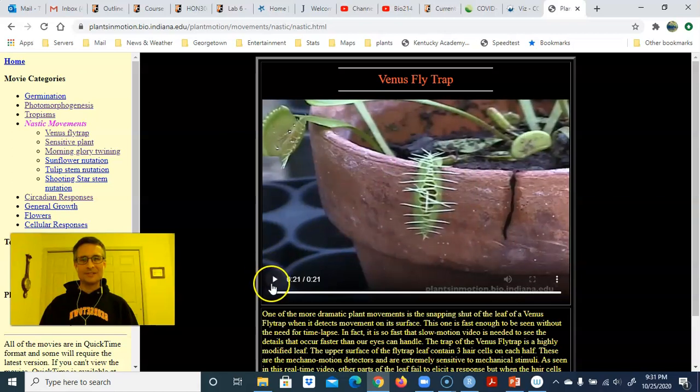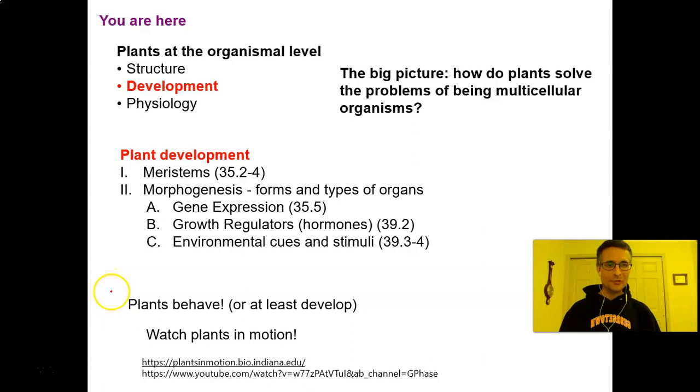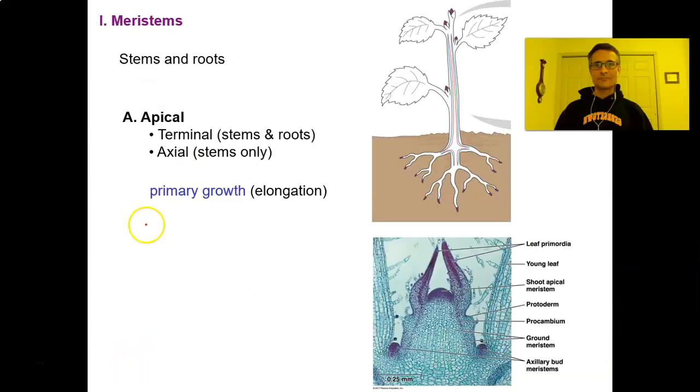Wham! And there it is. Okay, so hopefully you weren't a fly caught in the middle of it. I liked these videos of plants in motion, and it gives you a whole new appreciation for the way that plants behave. If you'd like to see more of these, you can go to plantsinmotion.bio.indiana.edu to see the work of Roger Hangarter and his lab with meristems.